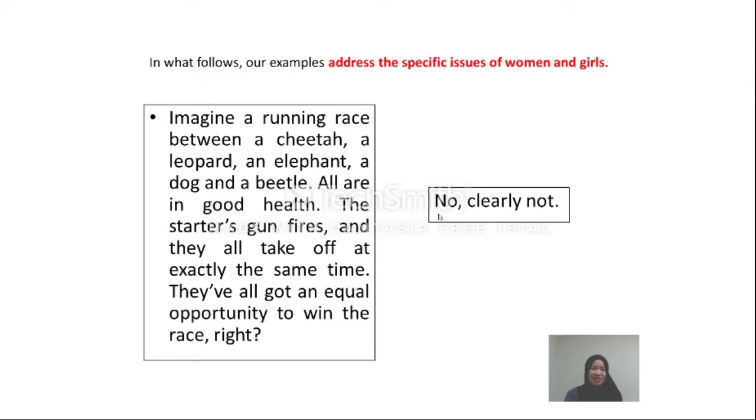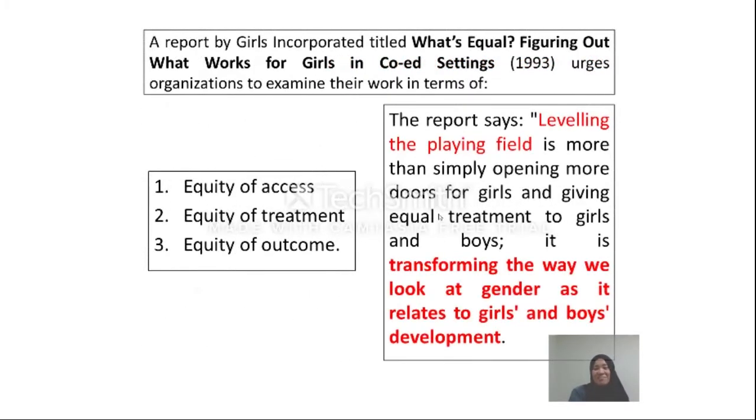A report by Girls Incorporated titled What's Equal? Figuring Out What Works for Girls in Co-ed Settings in 1993 urges organizations to examine their work in terms of three factors: equality of access, equity of treatment, and equity of outcome. So the report says leveling the playing field is more than simply opening more doors for girls and giving equal treatment to girls and boys. It is transforming the way we look at gender as it relates to girls' and boys' development.